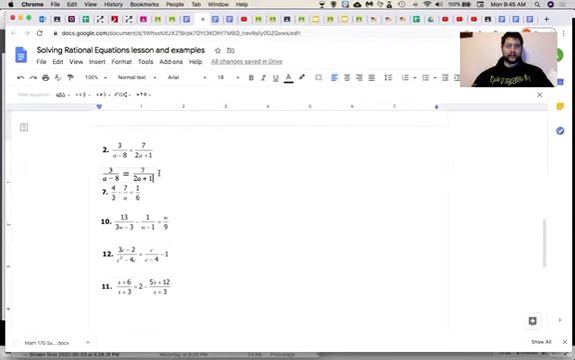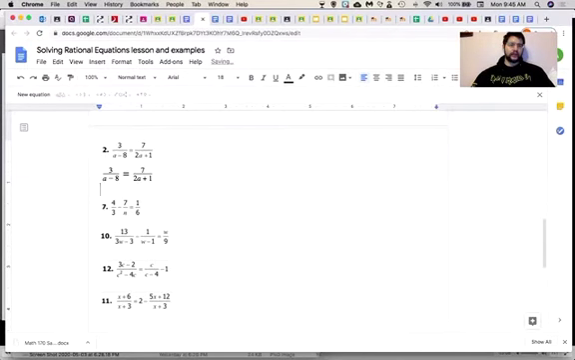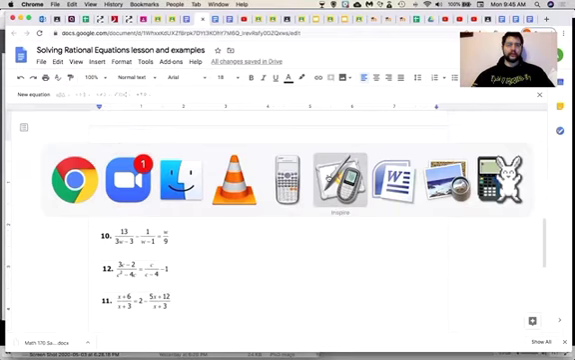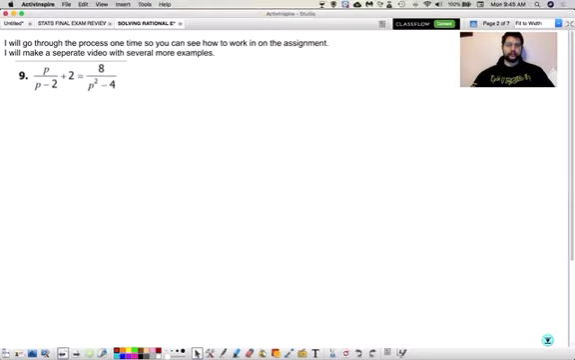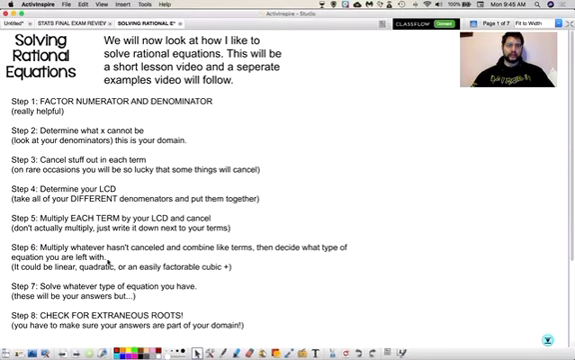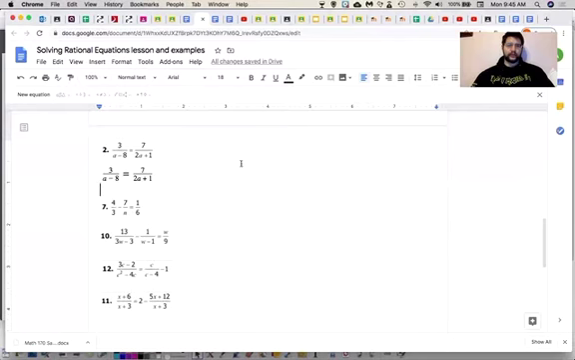Now the first step is to factor. I'm looking at it, and there's nothing to factor. So the second step, okay, if you didn't watch the other video, let me go over here real quick. Here are our steps. You can pause it and read them. Factor, domain, cancel, LCD, multiply by LCD, multiply anything left, simplify, solve, check for extraneous roots. That's what we're going to do.